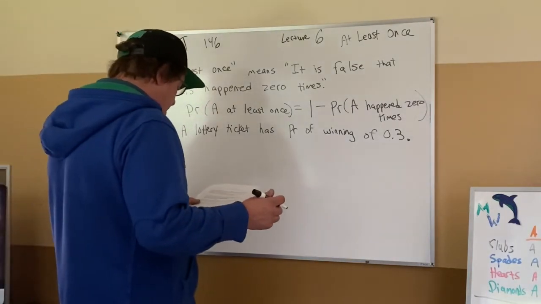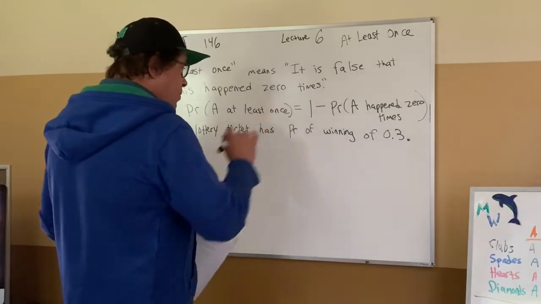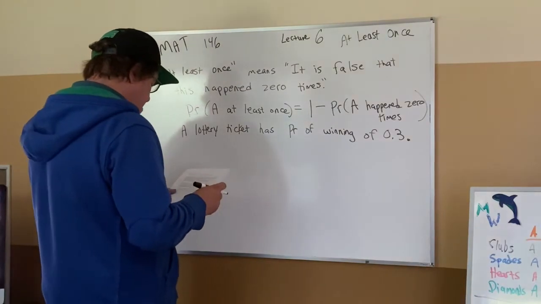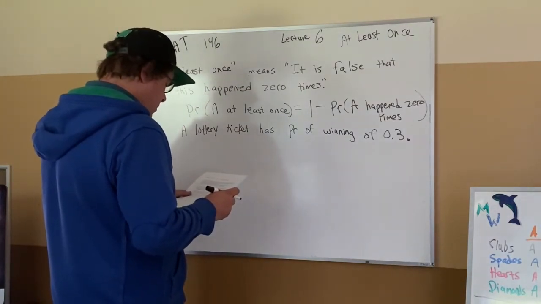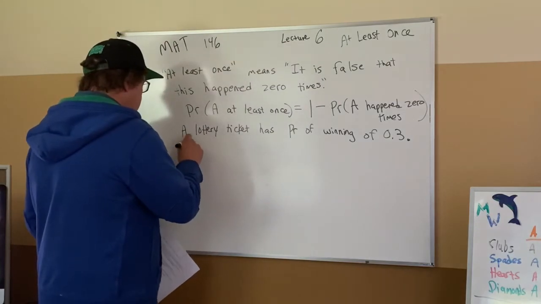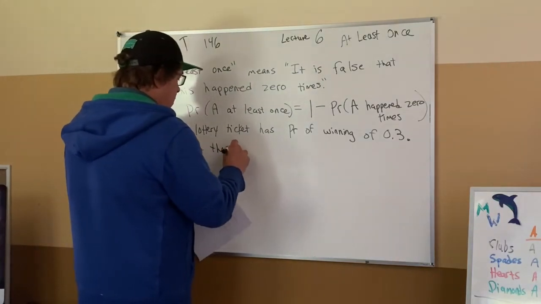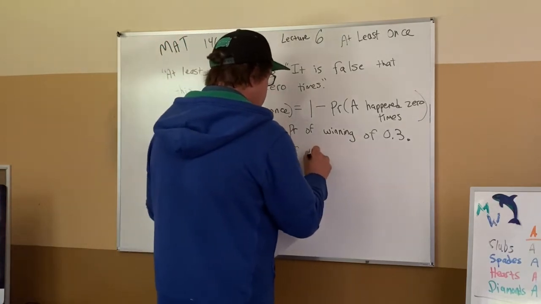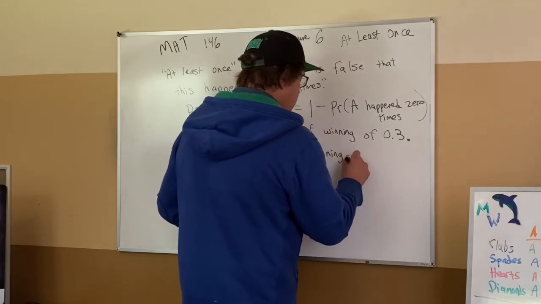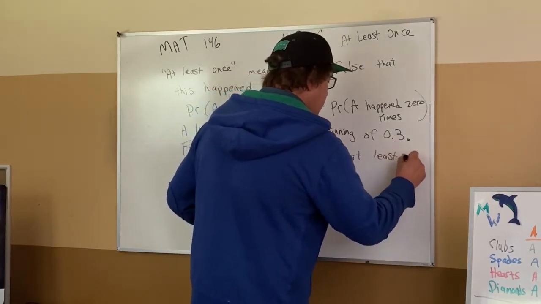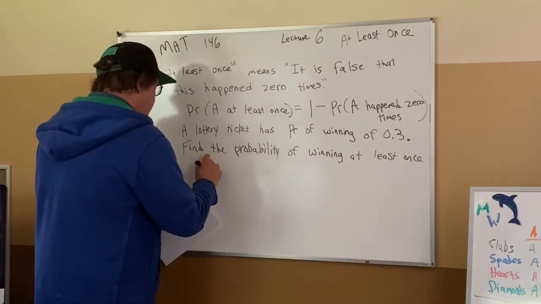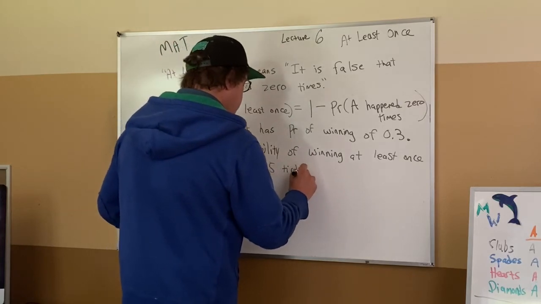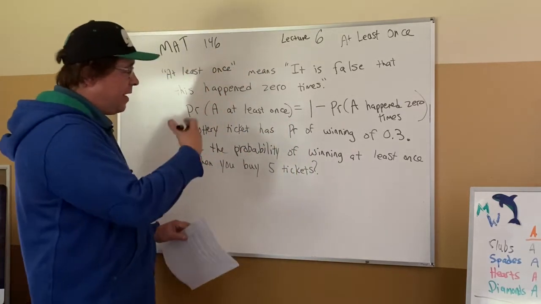So I want to look at, if that's the probability of a lottery ticket winning, 0.3, find the probability of winning at least once when you buy 5 tickets. I'll let you think about it, catch up, whatever that is.